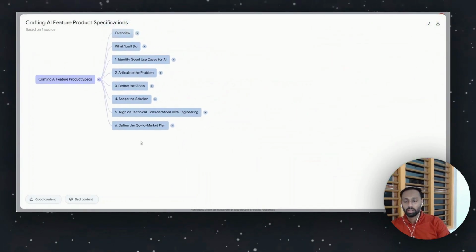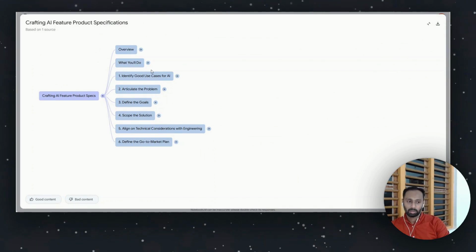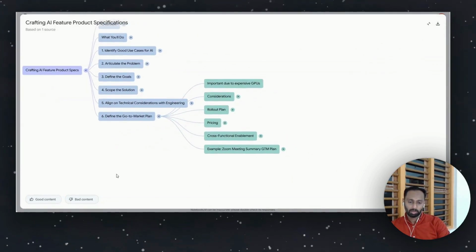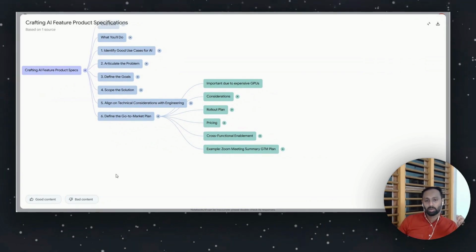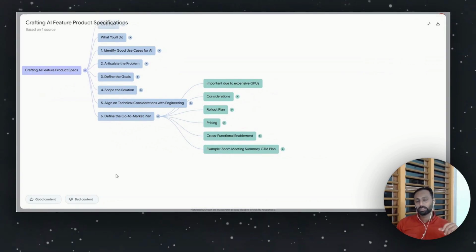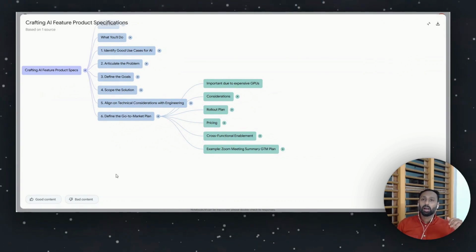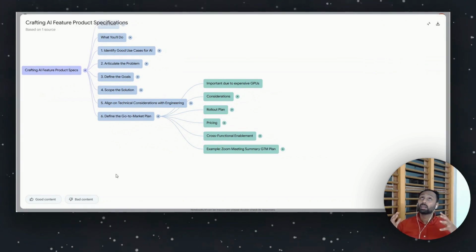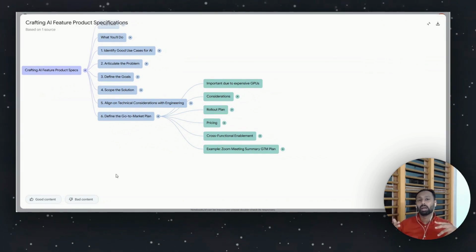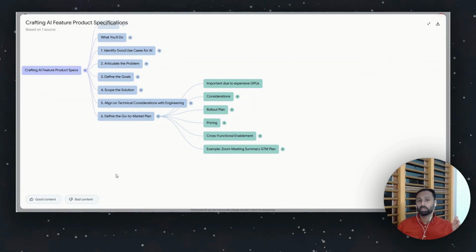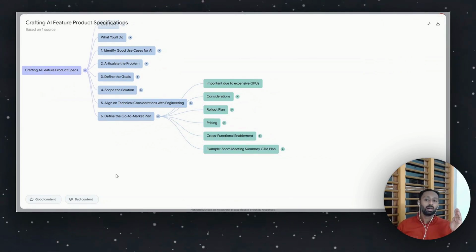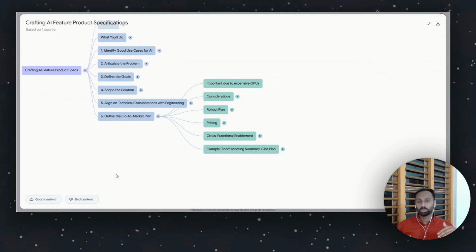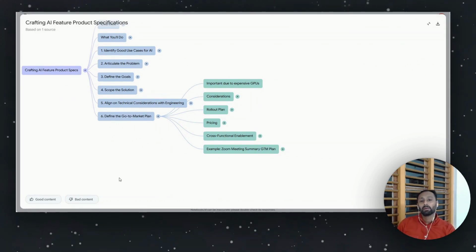I'll try to share this document if possible, but otherwise I hope this gives you clarity on the whole PRD sections you need to focus on. And finally, the last one, which is a go-to-market plan. Any feature which is being built has to be released in the market, and it should win the market, which is why ownership of the go-to-market plan should also lie with you.